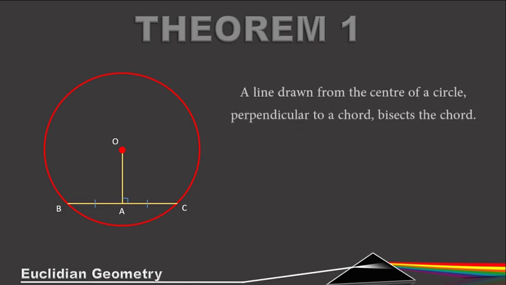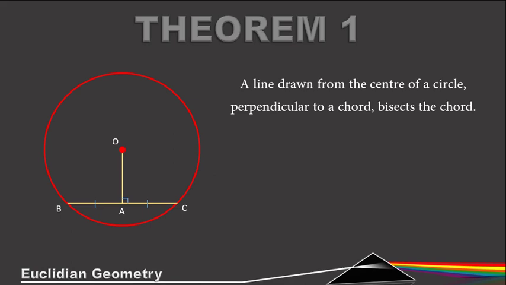So the official theorem states that a line drawn from the center of a circle perpendicular to a chord bisects the chord. And then the statement that you use as your reason, if you use this theorem, is: line from center perpendicular to chord.